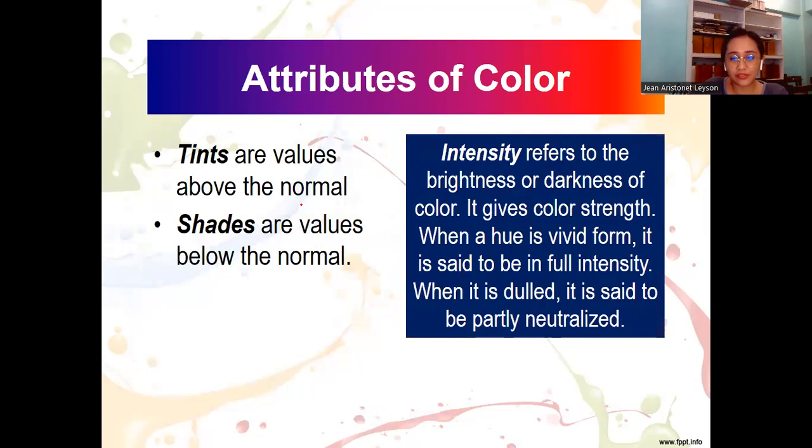Next, tints are values above the normal, and shades are values below the normal. Intensity, another attribute of color, refers to the brightness or darkness of color. It gives color strength. When a hue is in vivid form, it is said to be in full intensity. When it is dulled, it is said to be partly neutralized.